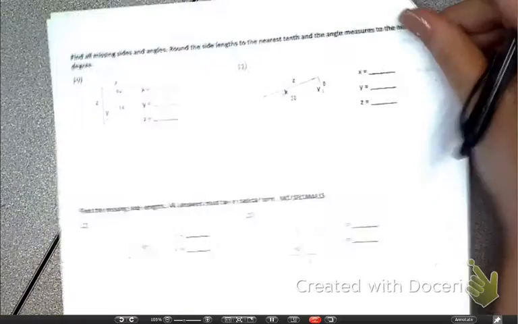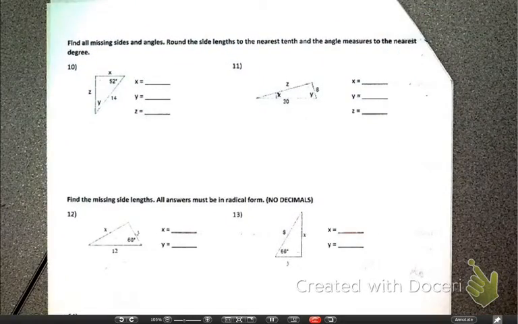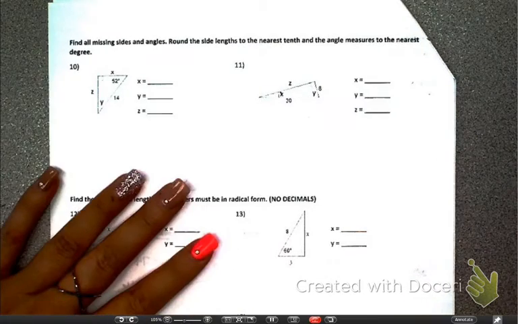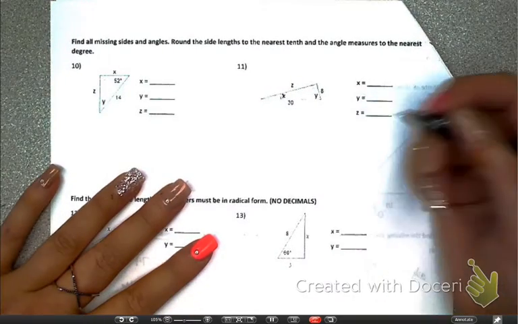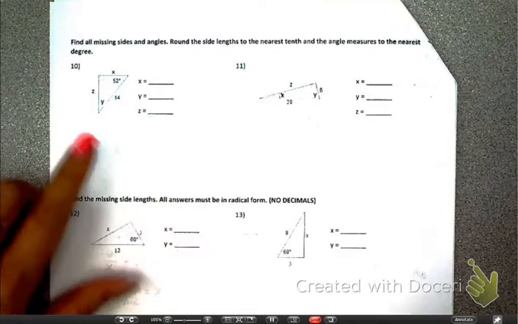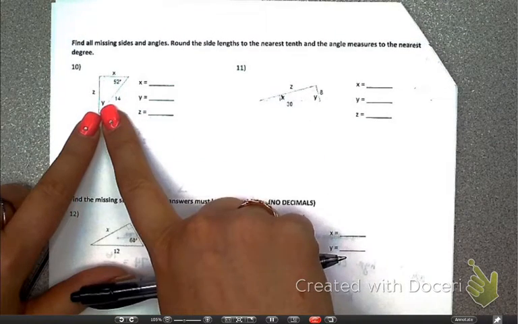All right. 10 and 11. They are the exact same things you just did. You just have to do more than one in the problem. Okay? So what do we want to solve for first? You can choose however we want to do this. Y. Okay. So y is an angle.